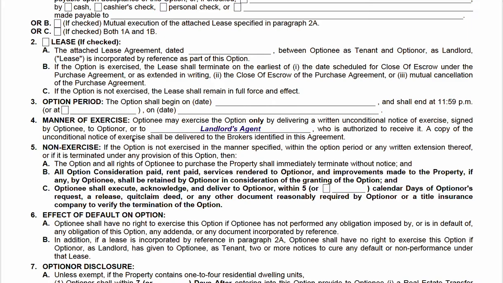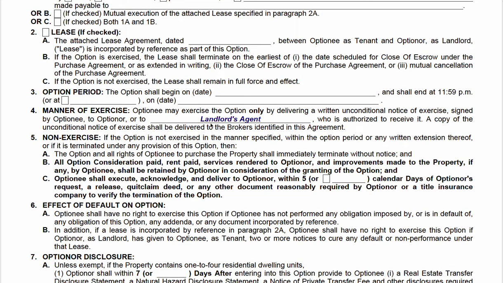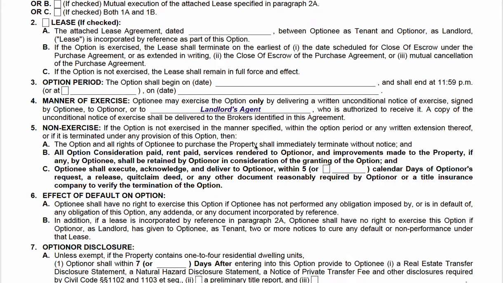Now, if the optionee, the person that bought the option, is going to exercise the option, they need to give written notice to the optioner, and I just put landlord's agent or real estate agent or whoever else is involved as an authorized recipient. So you'll want to just identify someone. If this is a lease option and there is a landlord involved and there's a purchase agreement, you'll want to get the landlord's agent identified here.